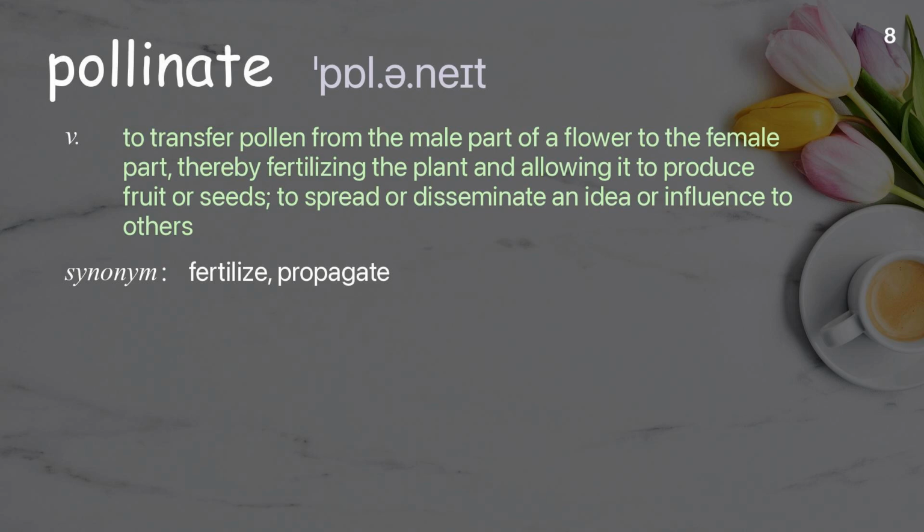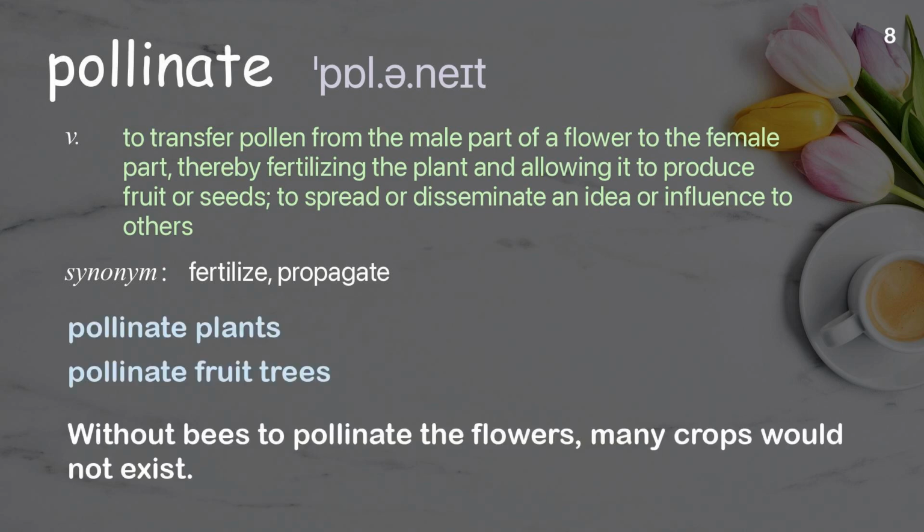Pollinate. To transfer pollen from the male part of a flower to the female part, thereby fertilizing the plant and allowing it to produce fruit or seeds, to spread or disseminate an idea or influence to others. Examples: Pollinate plants. Pollinate fruit trees. Without bees to pollinate the flowers, many crops would not exist.